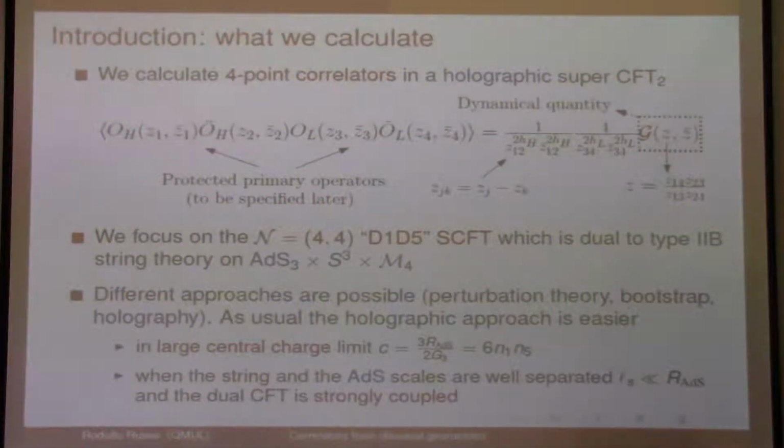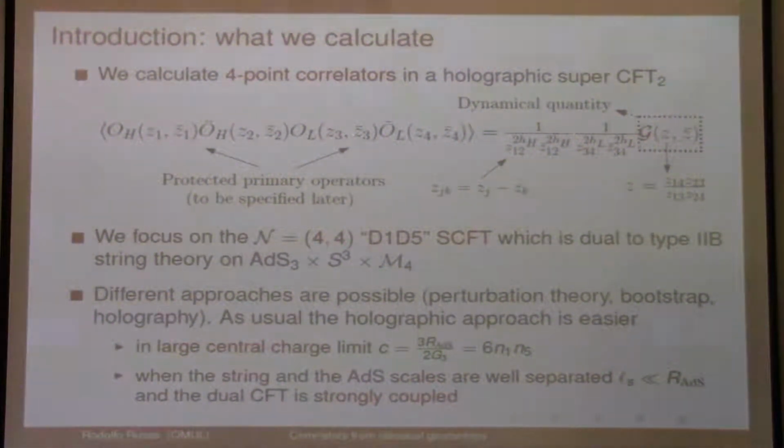So let me start right away by saying what we calculate. We focus on a superconformal field theory in two dimensions, and we calculate an observable, which is a correlator of four local operators. With respect to the previous talk, these are local observables. And these operators are protected.